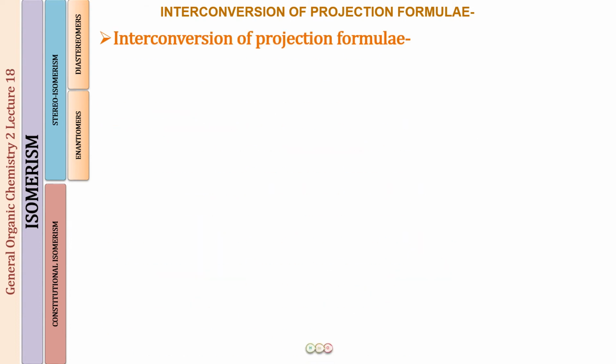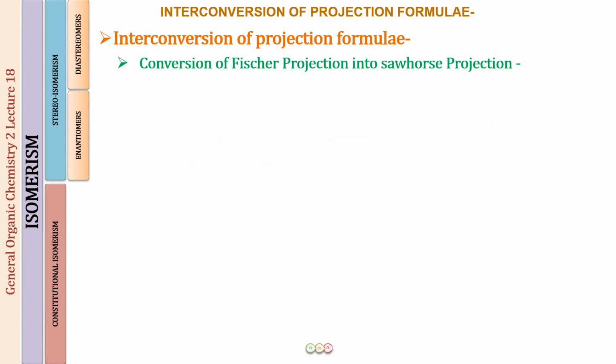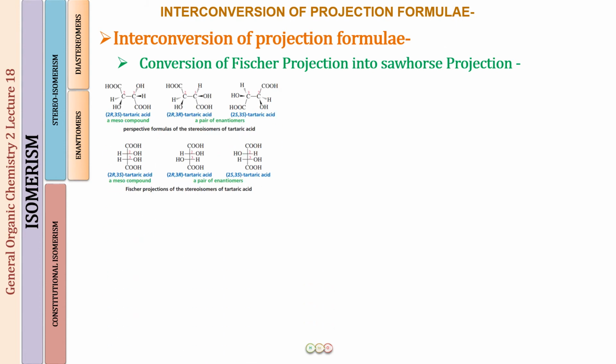So the next interconversion we are going to do is of a Fischer projection into a Sawhorse projection. For that, the example I will be taking is from the 3 stereoisomers of tartaric acid, for we have just now drawn the flying wedge as well as the Fischer projections. So let us take the Fischer projection, for example, of mesotartaric acid and convert it into its Sawhorse projection. So how will we be doing it? First of all, I'll draw the enlarged version of the mesotartaric acid so that the understanding becomes clear.